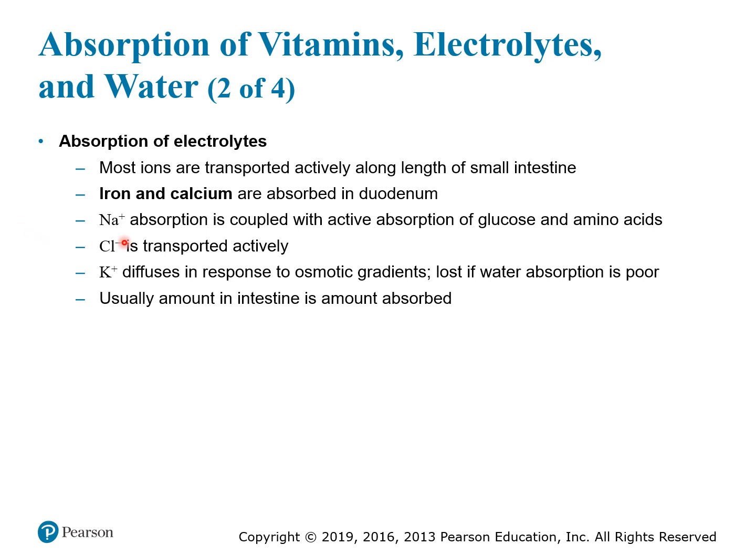Sodium absorption is coupled with active absorption of glucose and amino acids, like we saw, right? And chloride is transported actively. Potassium diffuses in response to osmotic gradients, but is lost if water absorption is poor. And usually the amount in the intestine is the amount absorbed. So most of the electrolytes are absorbed in this way. Now let's go ahead and see what is different about iron and calcium.